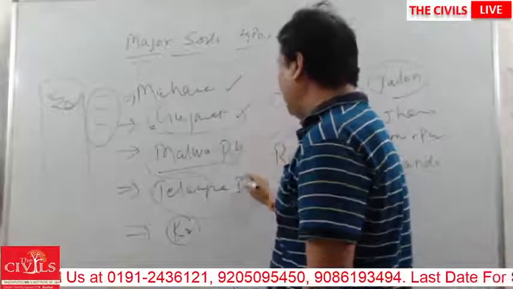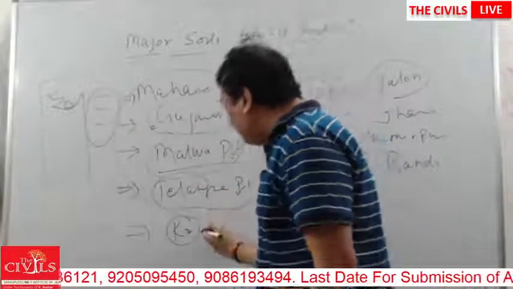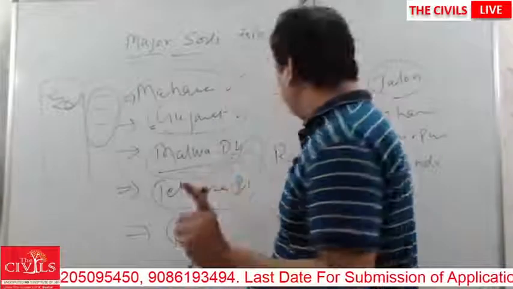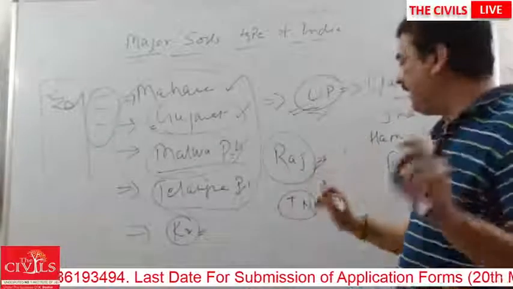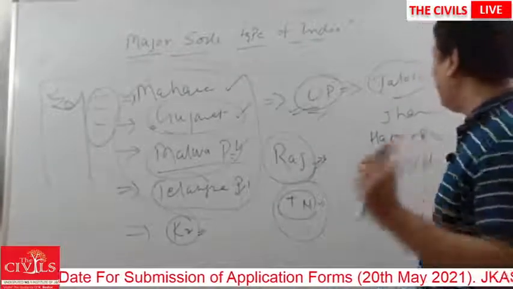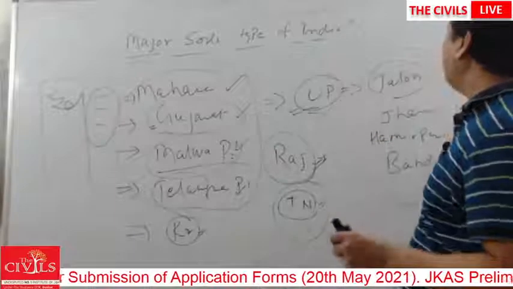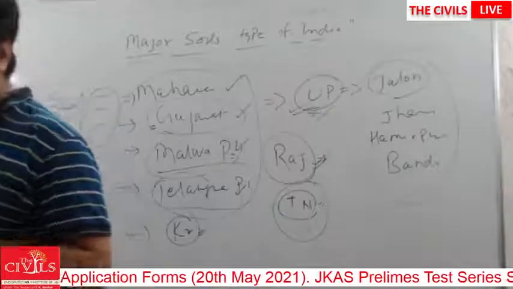Apart from that, we all know this is found in Maharashtra, some part of Gujarat, the Malwa Plateau and Telangana. These are the most common areas, but it is also found in small quantity in some part of Karnataka, in Rajasthan, in Tamil Nadu, and in UP. So it is very important.